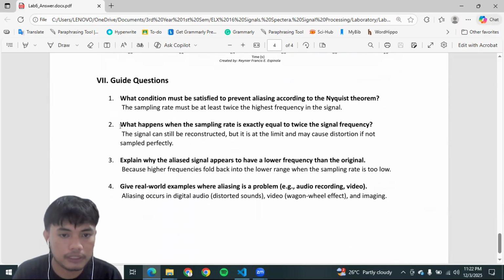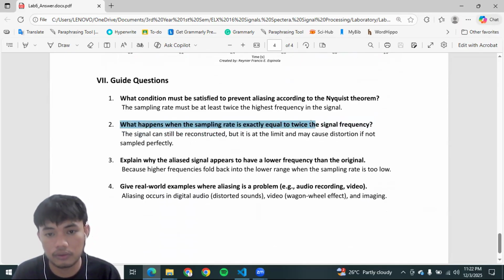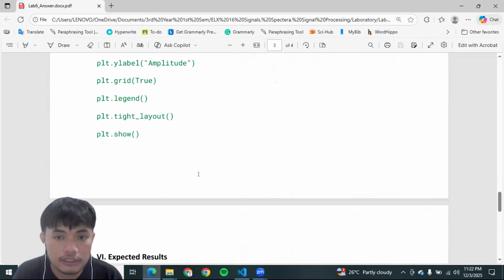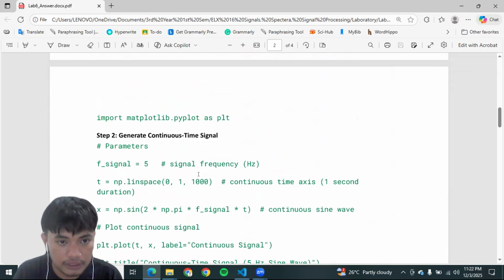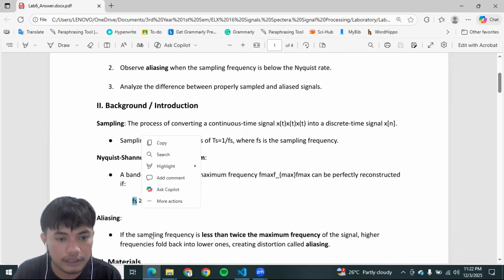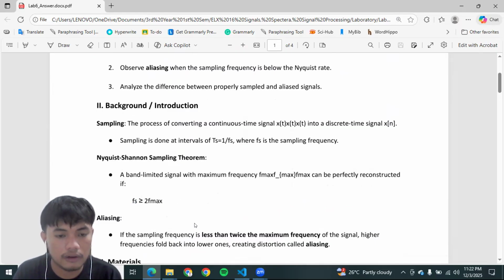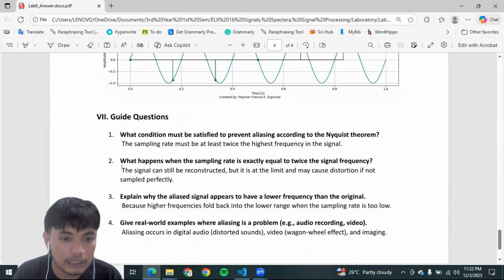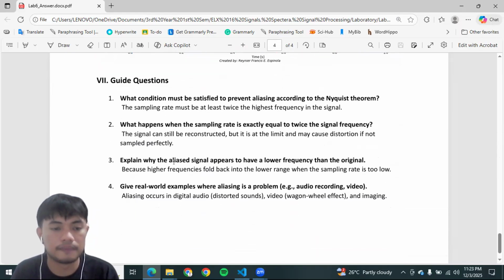So what will happen when the sampling rate is exactly equal to twice the frequency? Ayun nga dun sa formula natin for the Nyquist and Shannon theorem, dapat yung sampling frequency natin is greater than or equal to twice of the f naught. So the signal can still be reconstructed, but it is at the limit and may have caused distortion if not sampled perfectly.